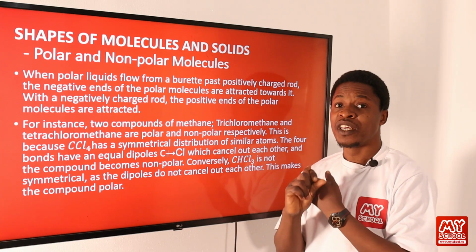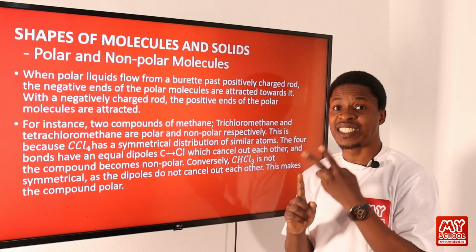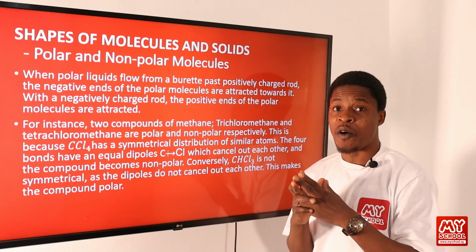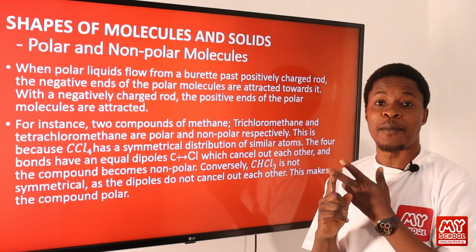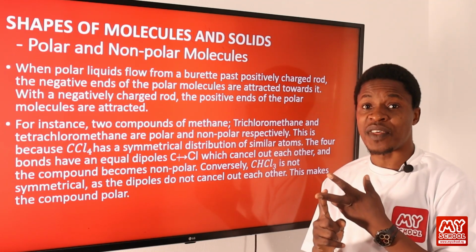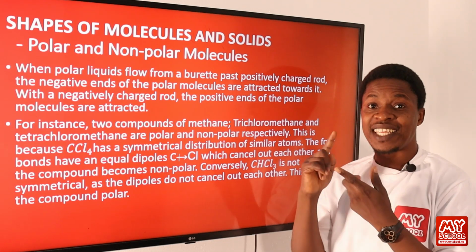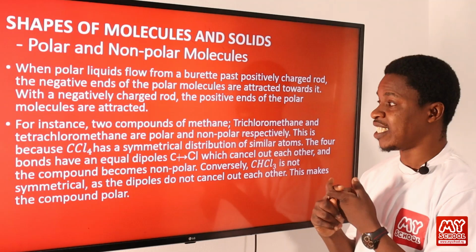For instance, we have trichloromethane and then we have tetrachloromethane. These are two compounds of methane. Now, one of them is polar, even though they are both compounds of methane. Trichloromethane is polar, while tetrachloromethane is non-polar. What is the reason for this?